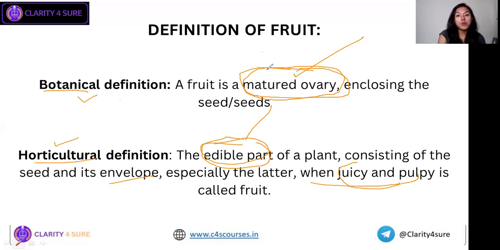Based upon these two, in the later slides we're going to see what the different types of fruits are. Before moving on, let's see another thing.